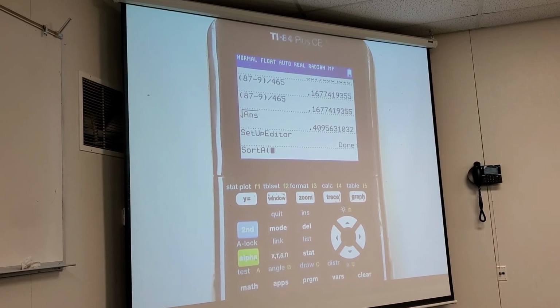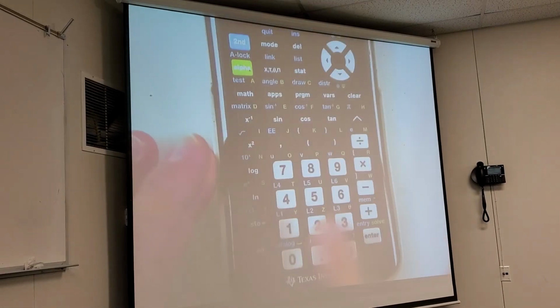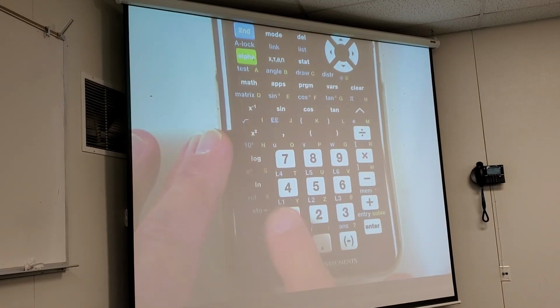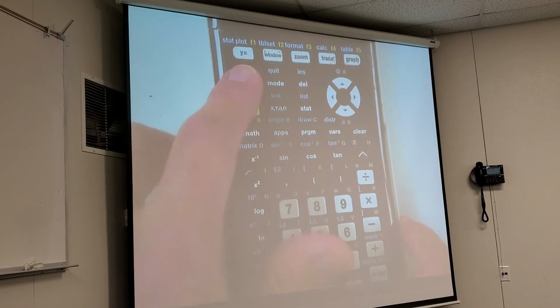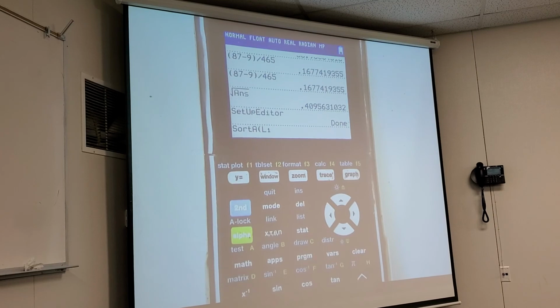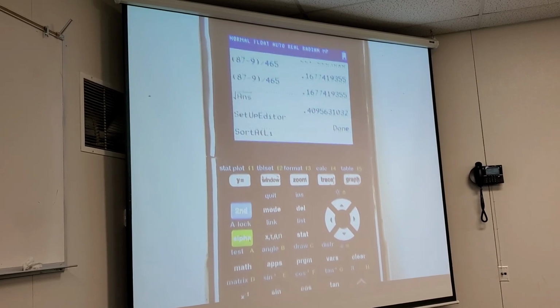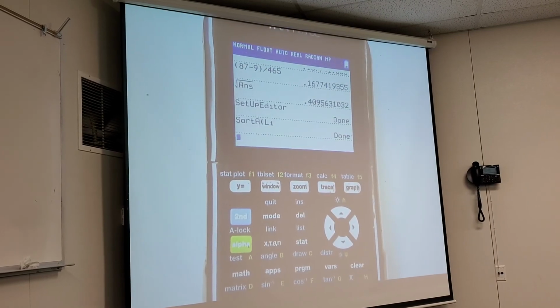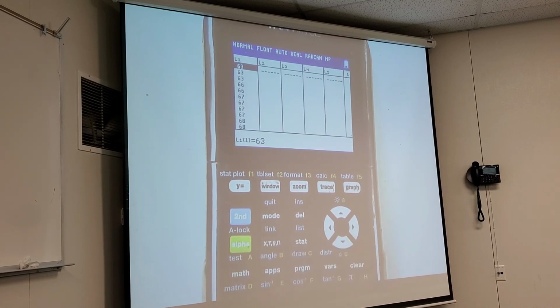I want to sort list 1. All my lists are above the numbers: list 1, list 2, list 3. So if I hit second 1, I can sort list 1. Again, it's going to be so anticlimactic. It's always so disappointing to me. But go to stat, edit, and now it's all in order. That'll make it a lot easier to make your classes and count the data.